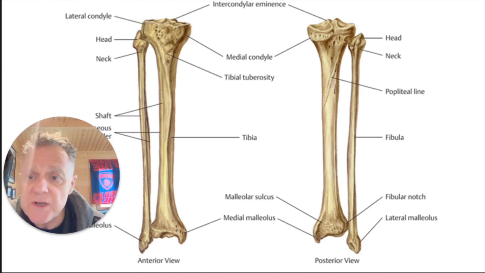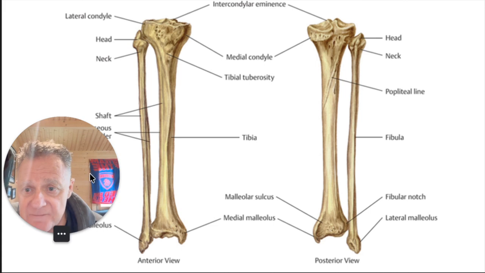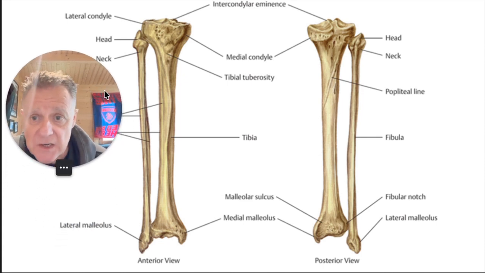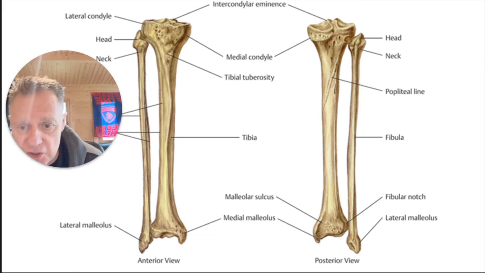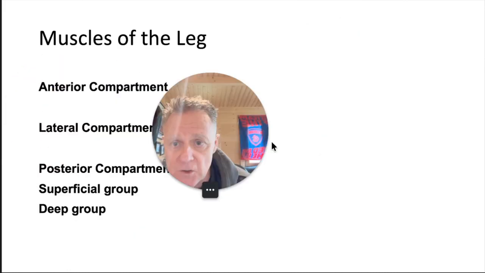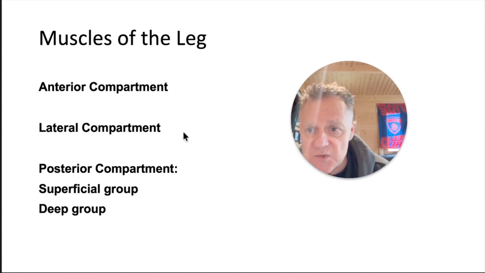Okay, so they're the bony landmarks of the tibia and the fibula. Together we refer to the tibia and the fibula as the leg bones. So anything below the thigh is referred to as the leg bones. Okay, now let's move on to the muscles of the leg.